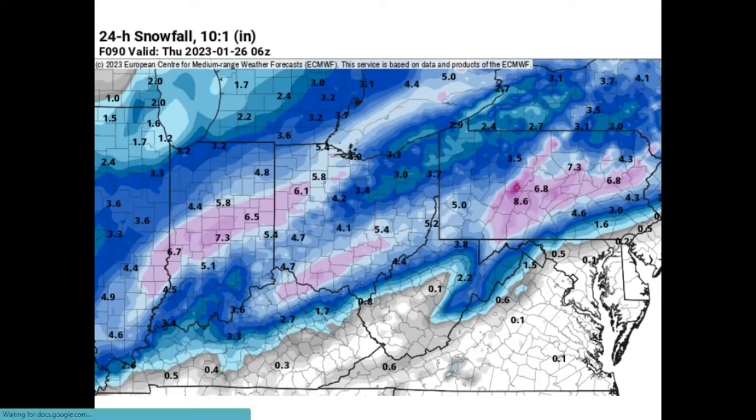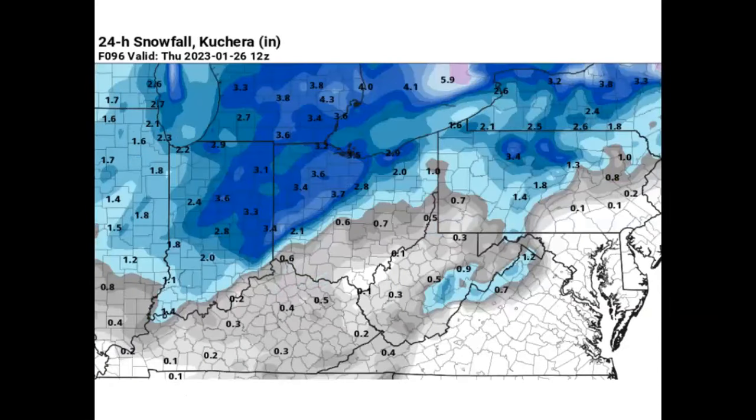But if we go to the Canadian model, which is this picture, the Canadian model brings that warm air pretty far north into the eastern Ohio Valley. And so that means that this area would see mostly rain, resulting in much lower snow numbers. Northwest Ohio still getting maybe 3 or 4 inches, but then most of the rest of the Ohio Valley really would not see that much if the Canadian model is correct.